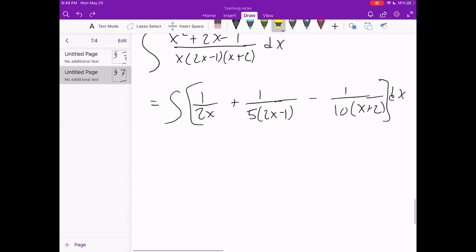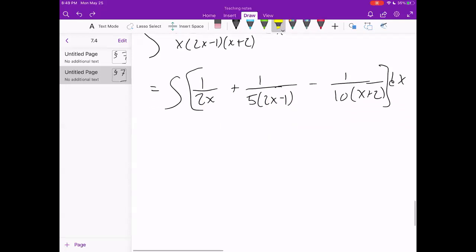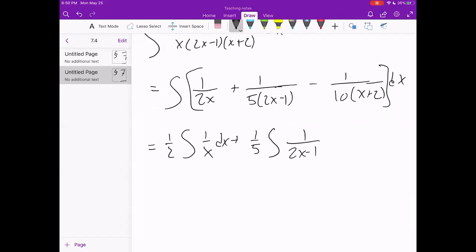And so I will leave some of that to you. So what you can do is break it up into 3 integrals. I can do that since this is the integral. So this is 1/2 the integral of 1 over x, dx, don't forget that, plus 1/5 the integral of 1 over 2x minus 1 dx, minus 1/10 the integral of 1 over x plus 2 dx.